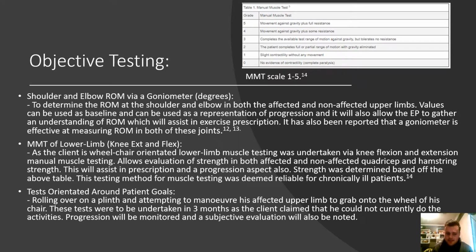We then did 2 tests which orientated around the patient's goals. This involved rolling over on the plinth, which represented the goal of getting out of bed. And then we did another test that involved the patient moving his arm to grab onto the wheelchair, which represented his wheelchair goal. These tests were said to be undertaken in 3 months, as the client claimed that he could not actually undertake these activities on the day. And then progression was monitored via the subjective evaluation and objectively via visual representation.